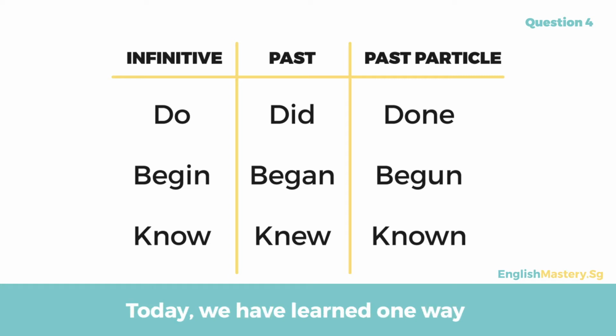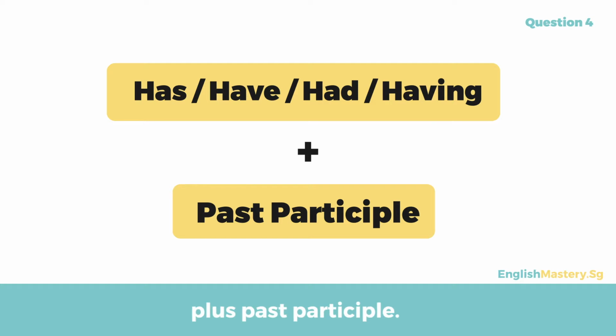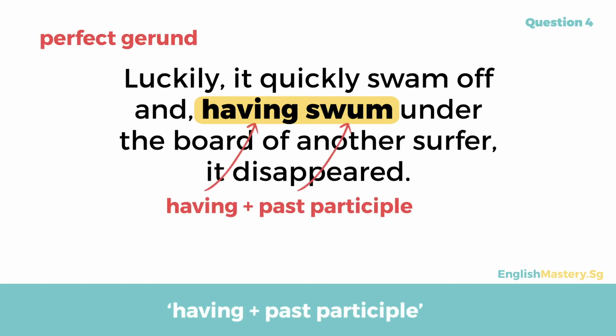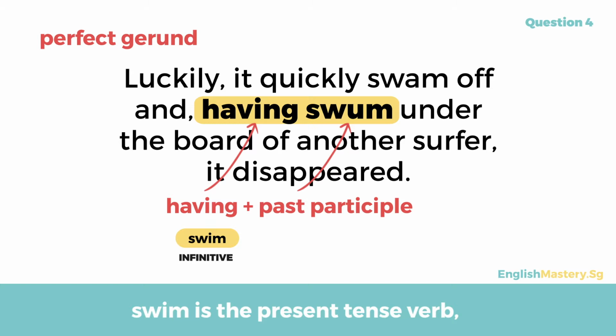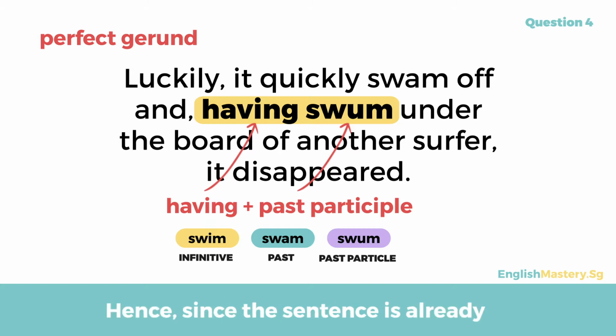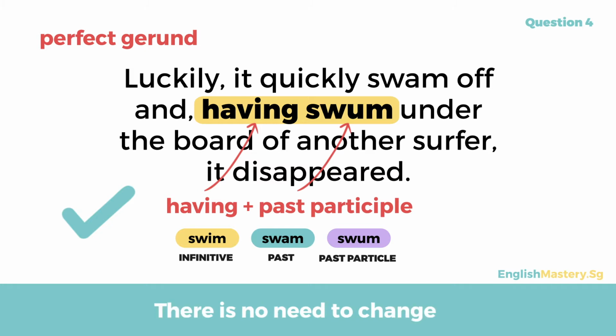Today we have learned one way to use the past participle. To help you remember it, just memorize this golden rule: has, have, had, having, plus past participle. Back to the sentence. It should take the form of having plus past participle. Swim is the present tense verb, swam is the past tense verb, and finally swum is the past participle verb. Hence, since the sentence is already using the past participle, it is correct. There is no need to change anything in this sentence, so you just have to put a tick in the space provided and get that 1 mark.